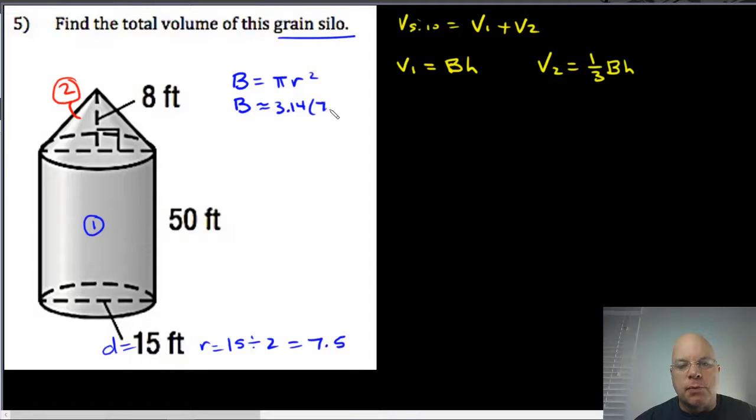So our radius is 7.5, and we need to square that. 7.5 squared is 49 and 25/100ths. No, it's not. Excuse me. That would be way too easy. 56 and 25/100ths.